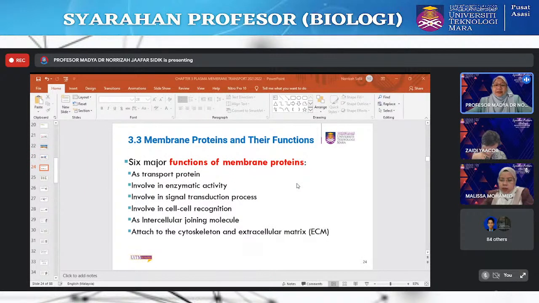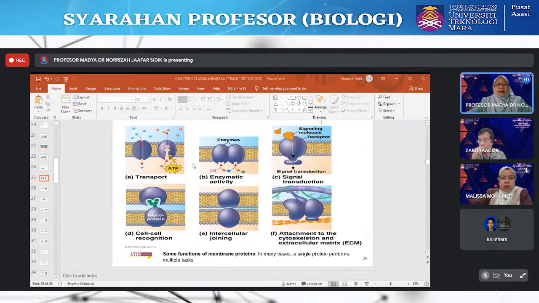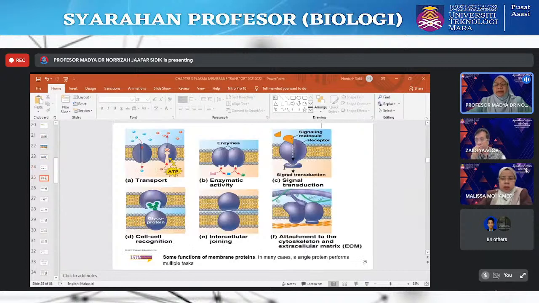Okay, there are 6 major functions of membrane proteins. If you look here, the membrane proteins act as a transport. It also acts as an enzymatic activity. It is also involved during the signal transduction. It is also involved in cell-to-cell recognition, and it also acts as an intercellular joining. It also acts as attachment to the cytoskeleton and extracellular matrix. I will go through the functions of these membrane proteins one by one.